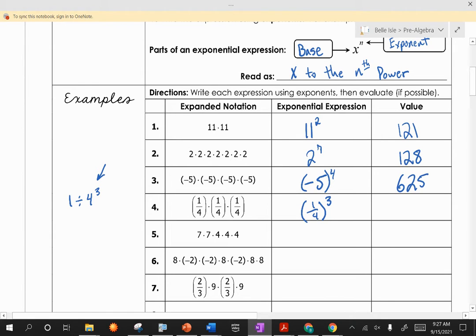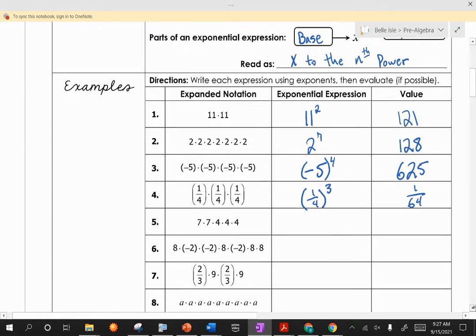Now, it might come out to the same answer this time around, but you've got to be careful with it. So make sure that you use the parentheses. So what did this come out to? 1/64. I'll do number 5 with you, and then I'd like for you to try some on your own.